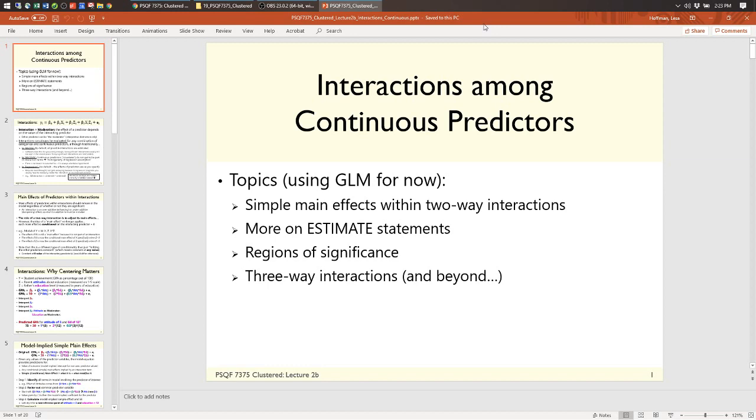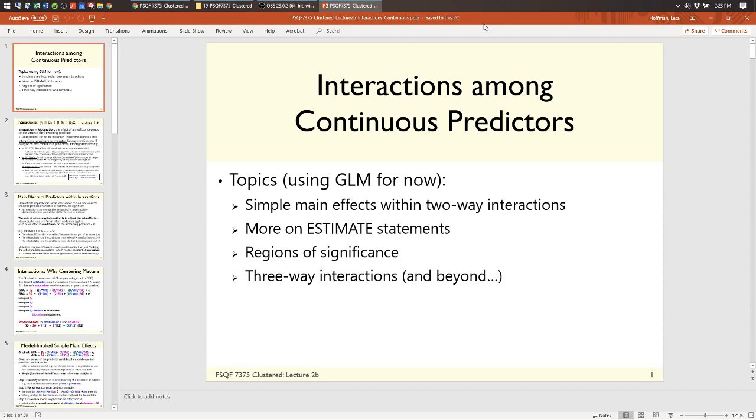How about regions of significance? Have you learned about that yet? Nope? It's cool, right? I think she talked about that, right? That's why you're here again. No, this is the cool stuff. This is going to be new, even though this has, in theory, nothing to do with multi-level per se.